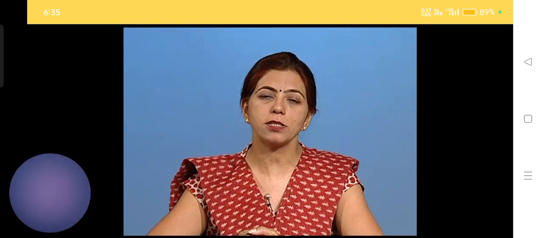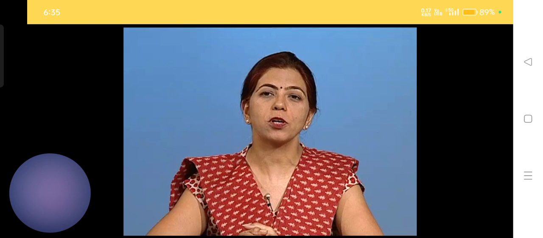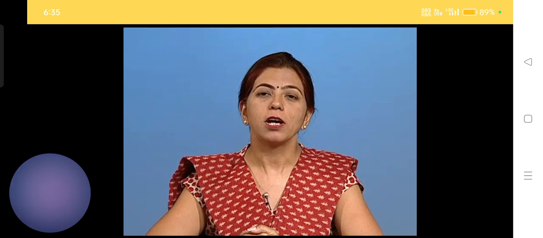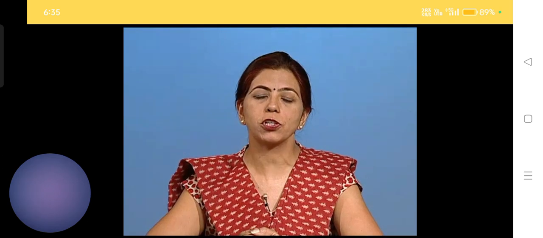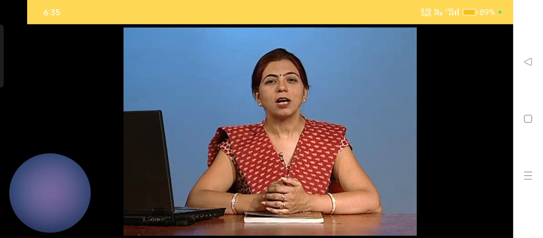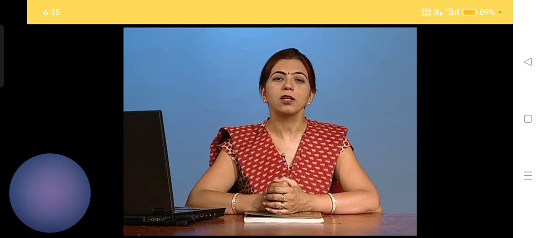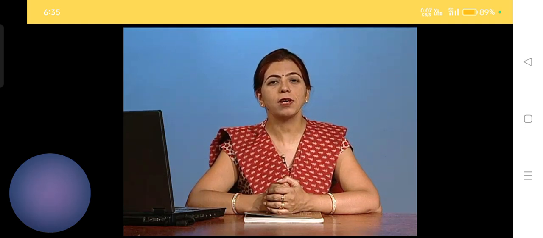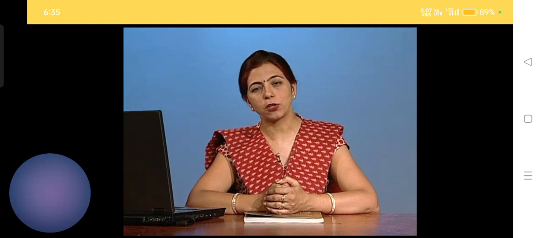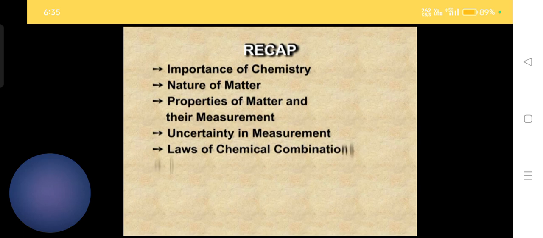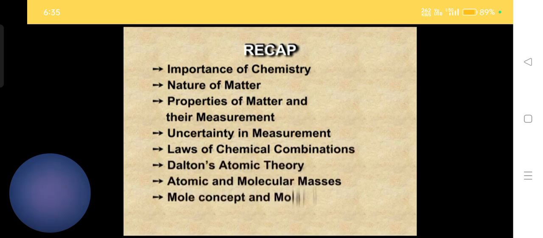The equation is N2 plus 3H2 gives 2NH3. That is, 1 mole of nitrogen reacts with 3 moles of hydrogen to give 2 moles of ammonia. Suppose the amount of hydrogen is less than 3 moles, then it will act as a limiting reagent and it will limit the amount of the product, that is ammonia. Now, I'll give you a quick recapitulation via PowerPoint presentation.